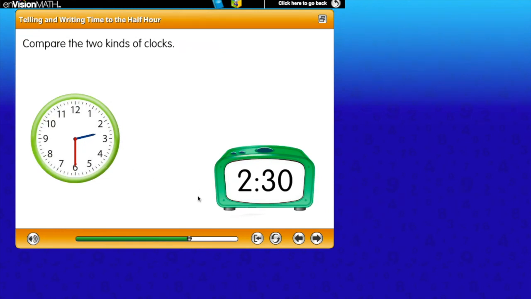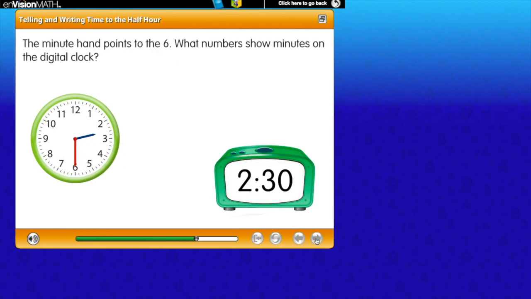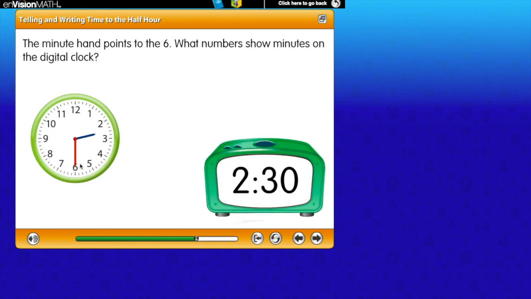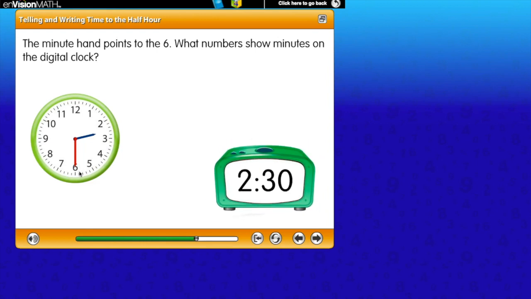Now we said that these clocks, in earlier lessons, definitely do not look the same, right? Because our analog clock has hands to help us tell the time, whereas our digital clock is just numbers. The minute hand points to the 6. What numbers show minutes on the digital clock? Well, if this analog clock here says that the hour is in between 2 and 3, and it's at the 6, which we just learned is a half hour, we would say that the time is 2:30 on this analog clock.